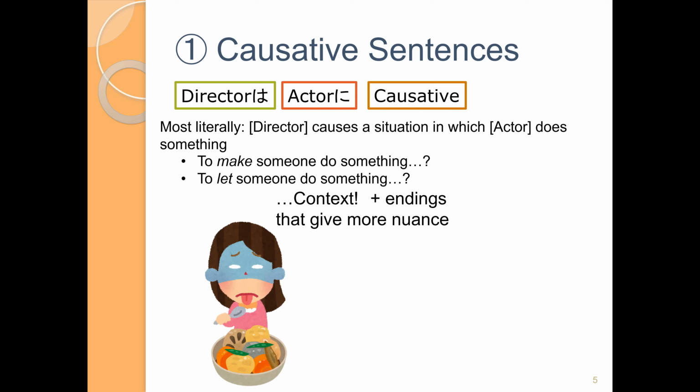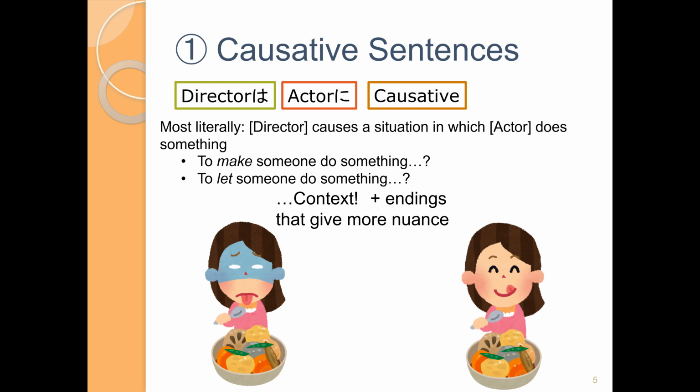But first let me introduce a situation. So maybe your mom makes you eat vegetables. You hate vegetables. She makes you eat them and you're miserable about it. Or you really like vegetables and your mom lets you have lots of extra leftover vegetables. These can both be 母は子供に野菜を食べさせました. So the mother caused the child to eat vegetables. Whether she made them do it or let them do it, we will know by the context. But as we'll talk about in the next video, there are also some helping verbs that we can use to make it really clear.